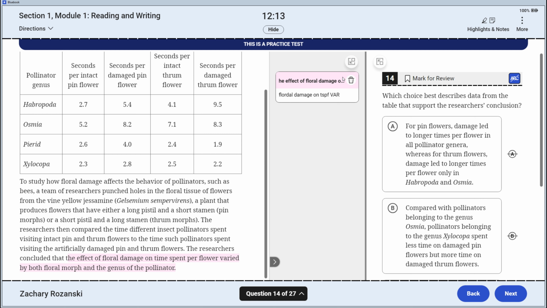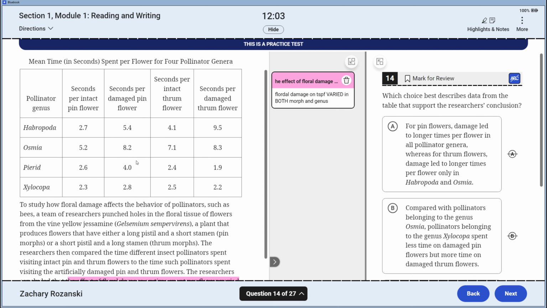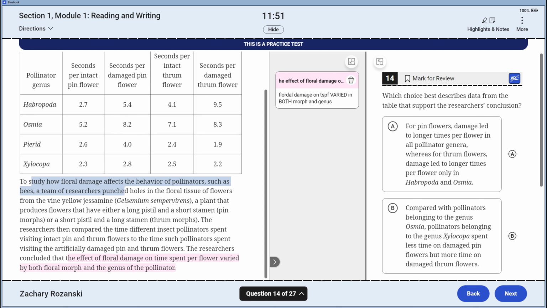Whoa, we are accidentally pressing every single key that we have access to. Varied in both morph and genus. I am going to try to understand what they mean by morph and genus. This means genus. Now, morph, I'm assuming that thrum is morph 1 and pin is morph 2, or I'd flip those concepts around, but I could skim the text for that concept. This is pin morphs, so yeah, pin is morph 1 and thrum is morph 2.